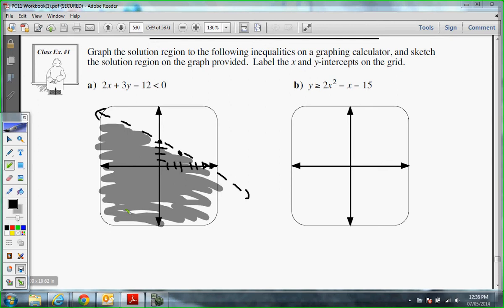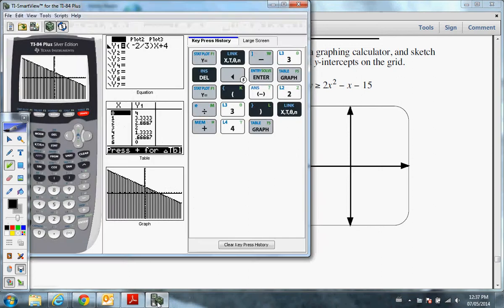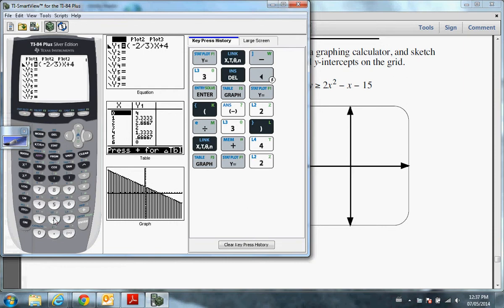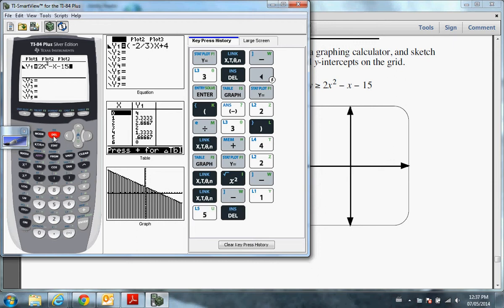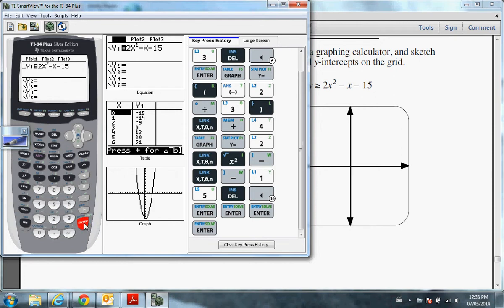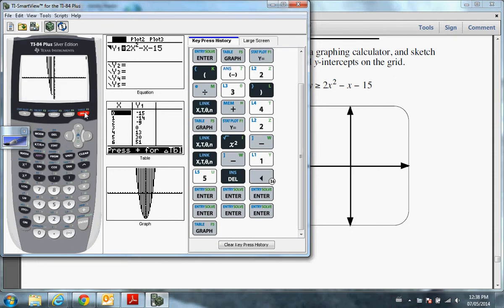Okay, and let's take a look at the other one. So this picture is going to go away. Alright, so we want 2x squared minus x minus 15. Delete. Okay. And we want this one to be greater than or equal to, so I need to change my shade. My shade's still on less than. So hit enter. Okay, so I have to go back to the start here. So it keeps changing. And there we go. So that's greater than or equal to. It's on the top. The graph would look like so. So it's shaded inside the parabola.